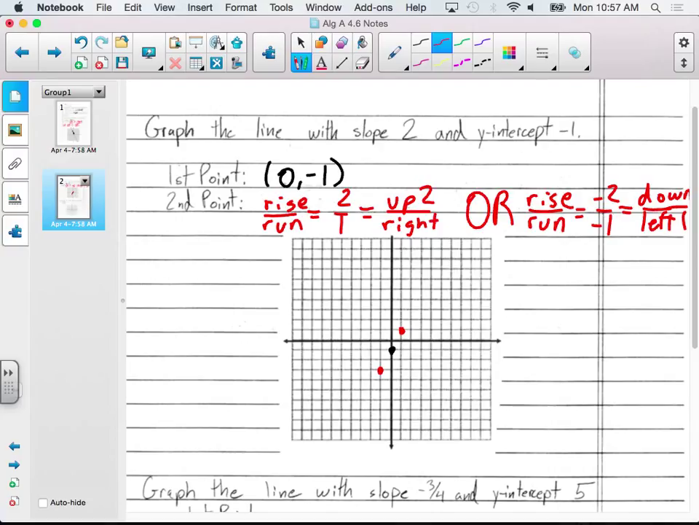Do we have our 3 points, or a minimum of 3? Yes. So we can draw a line now, right?